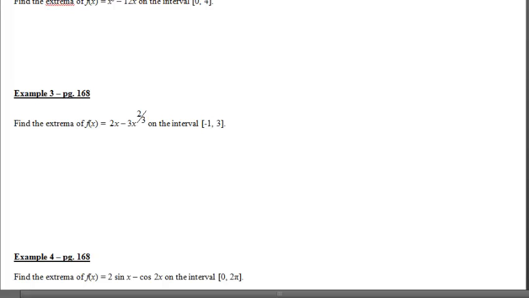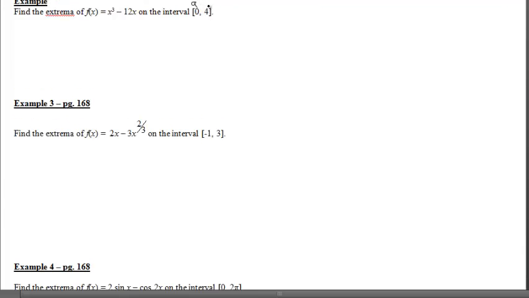All right, for our next example, you're going to be asked to find the extrema on this cubic graph on this closed interval. Again, remember, this is your a value and your b value.